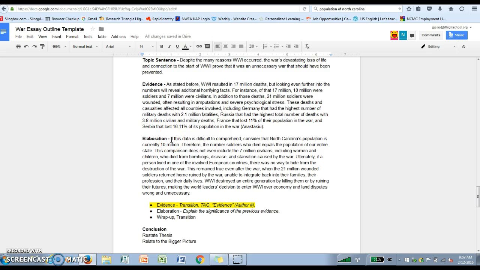So this elaboration reads, if this data is difficult to comprehend, consider that North Carolina's population is currently 10 million. So first we have our transition, if this data is difficult to comprehend. So this transition is relating to all this data here. And it's being very frank. This was a lot of data. So the essay is saying, if you don't really understand what this means, let me tell you. And it creates a comparison. Consider that North Carolina's population is currently 10 million.